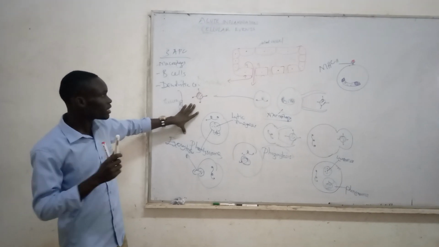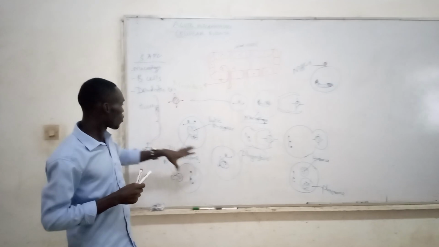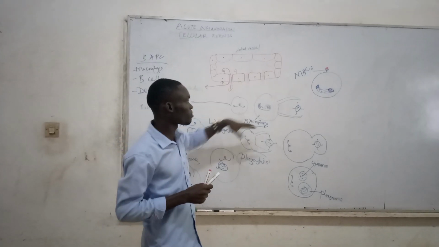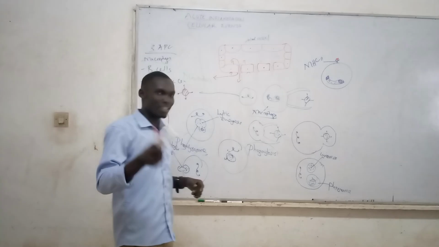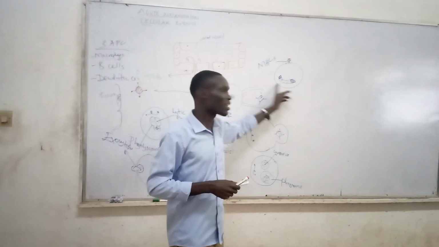Today's CME was talking about cellular events, and we've seen what happens once there is leakage of the immune cells into the interstitial space. Watch the next video, we'll get to know about the MHC2 and the macrophage.